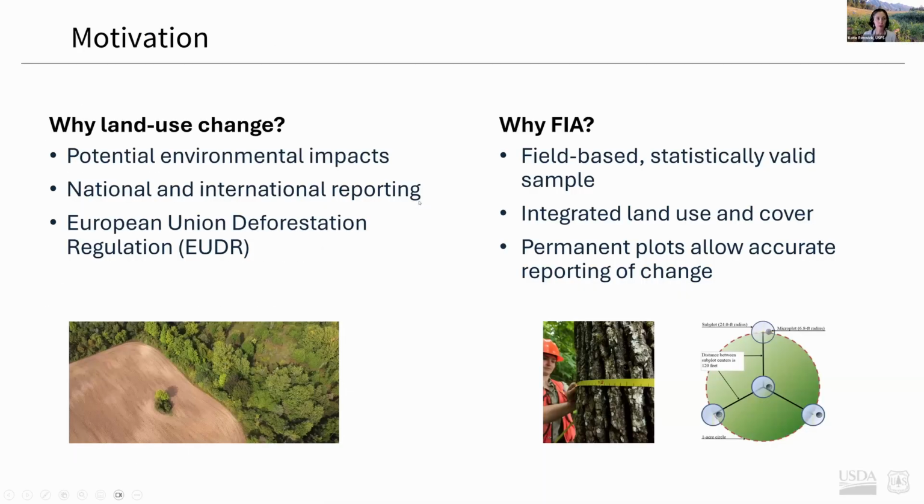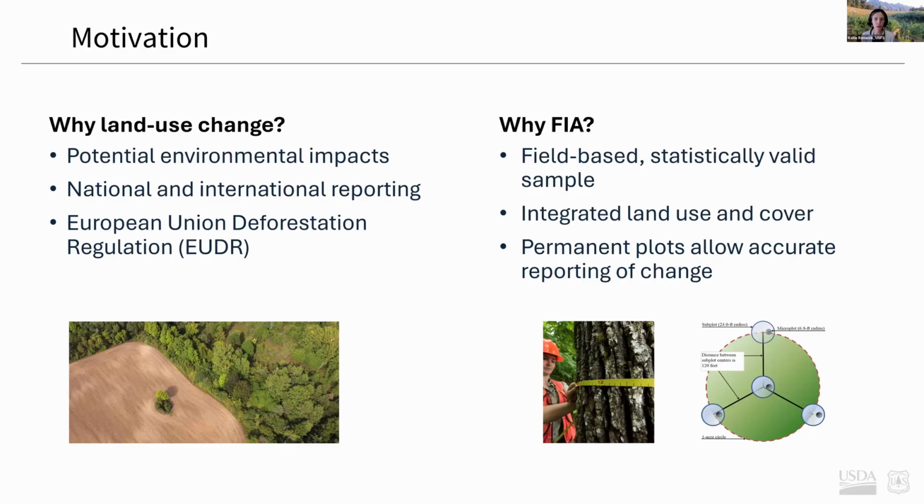So first, just a little bit about the motivation for this work. Land use change, and deforestation in particular, can be associated with a range of negative environmental impacts, including greenhouse gas emissions, loss of carbon storage capacity, and loss of biodiversity. So for those reasons, land use change is a big area of interest in both our national and international reporting. The issue has received increased attention lately due to the European Union Deforestation Regulation, or EUDR, which seeks to curb conversion of forest to agriculture. And I'll provide a bit more background on that on the next slide.